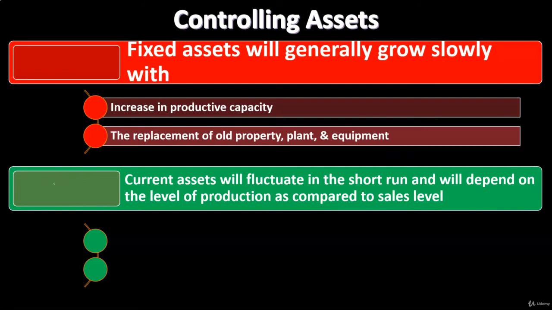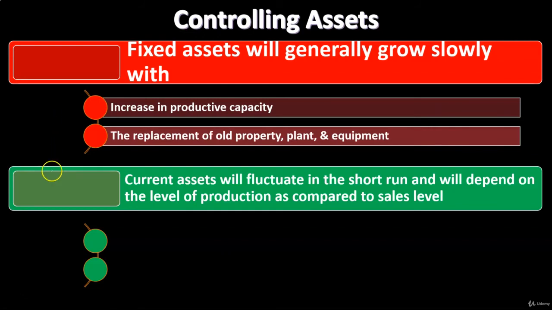So current assets will fluctuate in the short run and will depend on the level of production as compared to sales level. So obviously the current assets in the short run are going to have more fluctuation. So it's going to be a little bit more difficult to determine. Although, of course, both the fixed assets and the current assets have their challenges. When you think about the fixed assets, they're going to be more fixed in nature, move more slowly, but the decisions that you do make will be big decisions that have a large impact into the future.